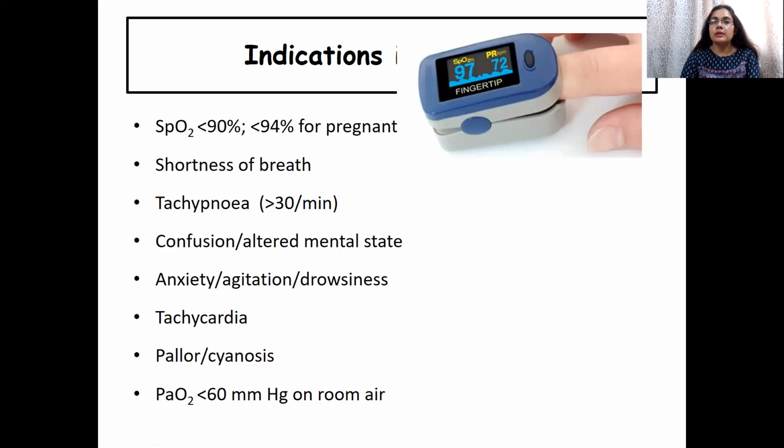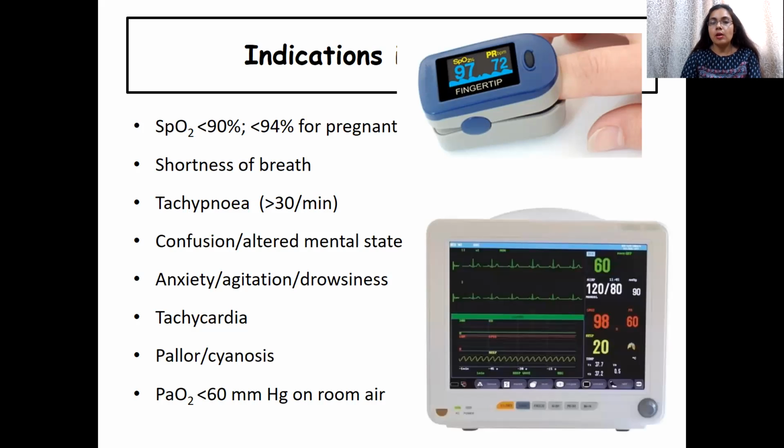So this is one of the simple probes that are available, and people are using these. And when they find that SpO2 is less than 90%, or 94% in pregnancy, they should be reporting to the hospital. While in the hospital setting, you have to look at such a monitor, and the red value that you see over here, which shows 98%, that's the SpO2.